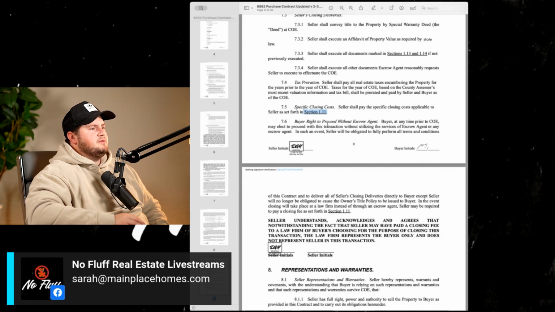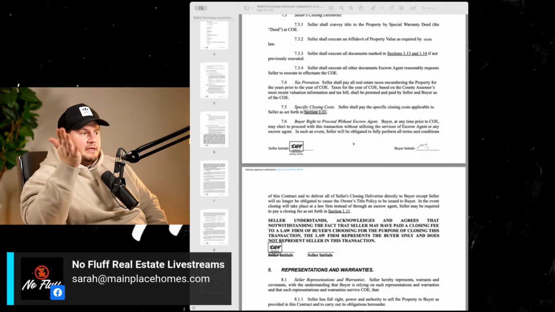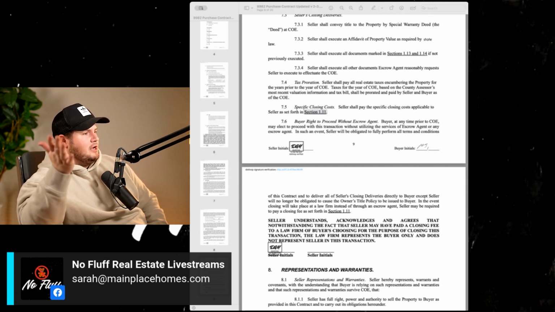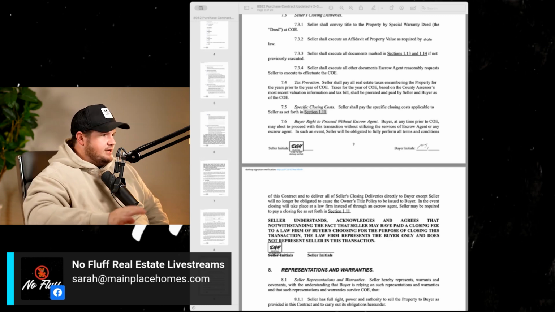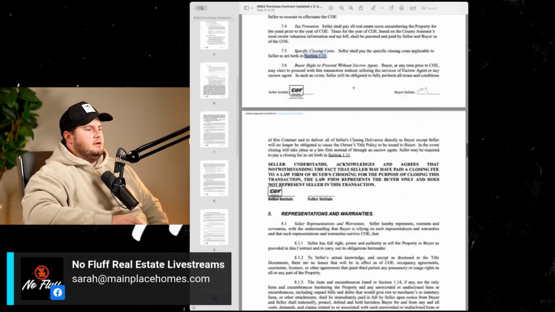And then buyer's right to proceed without an escrow agent. Sometimes in a creative file, guys, you won't have an escrow agent because it's an FHA file or a VA file and no one's willing to close. A title company isn't, and you need to hire a closing attorney. So sometimes you won't have an escrow agent to process some of these files, and they need to understand that if that is the event, then they sign off on that, right?